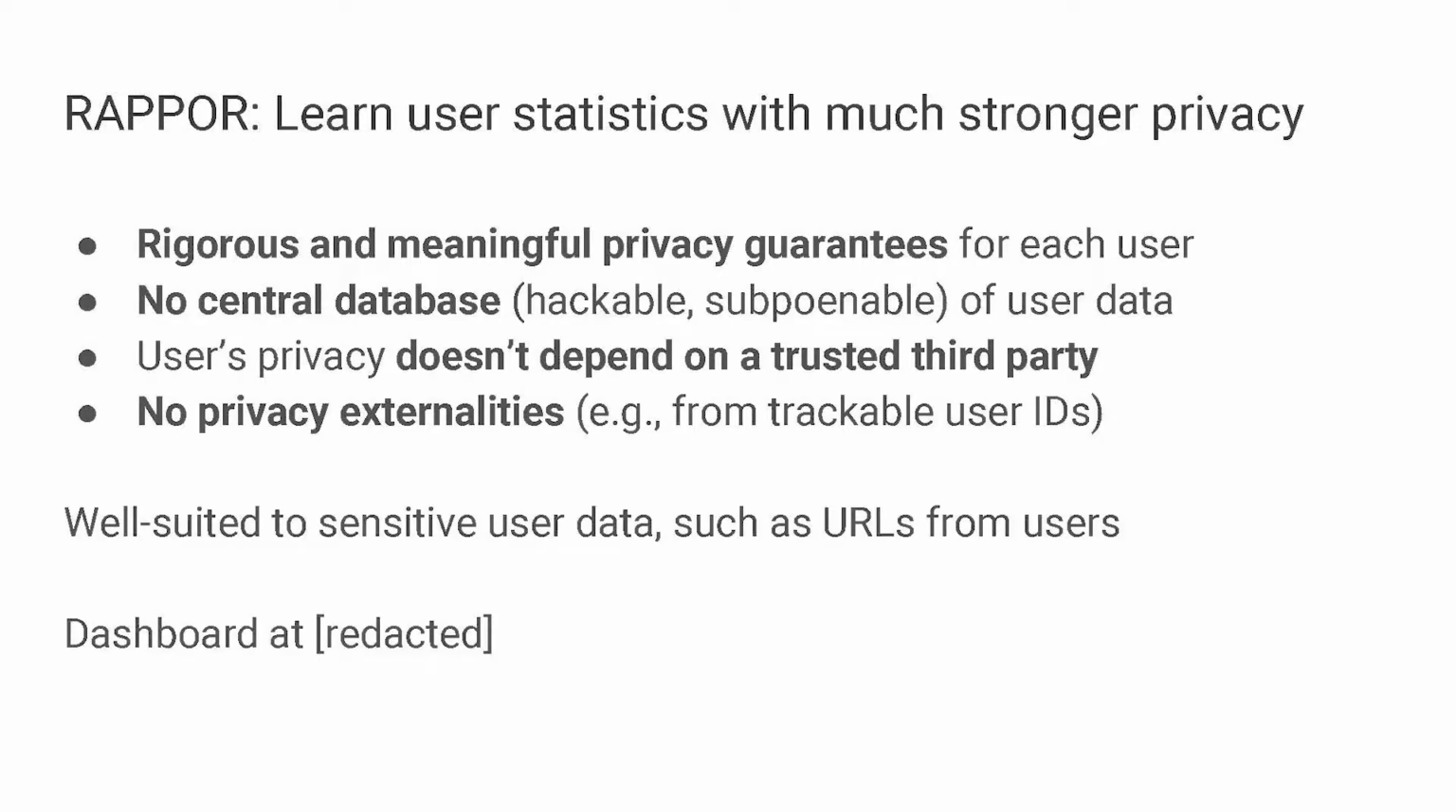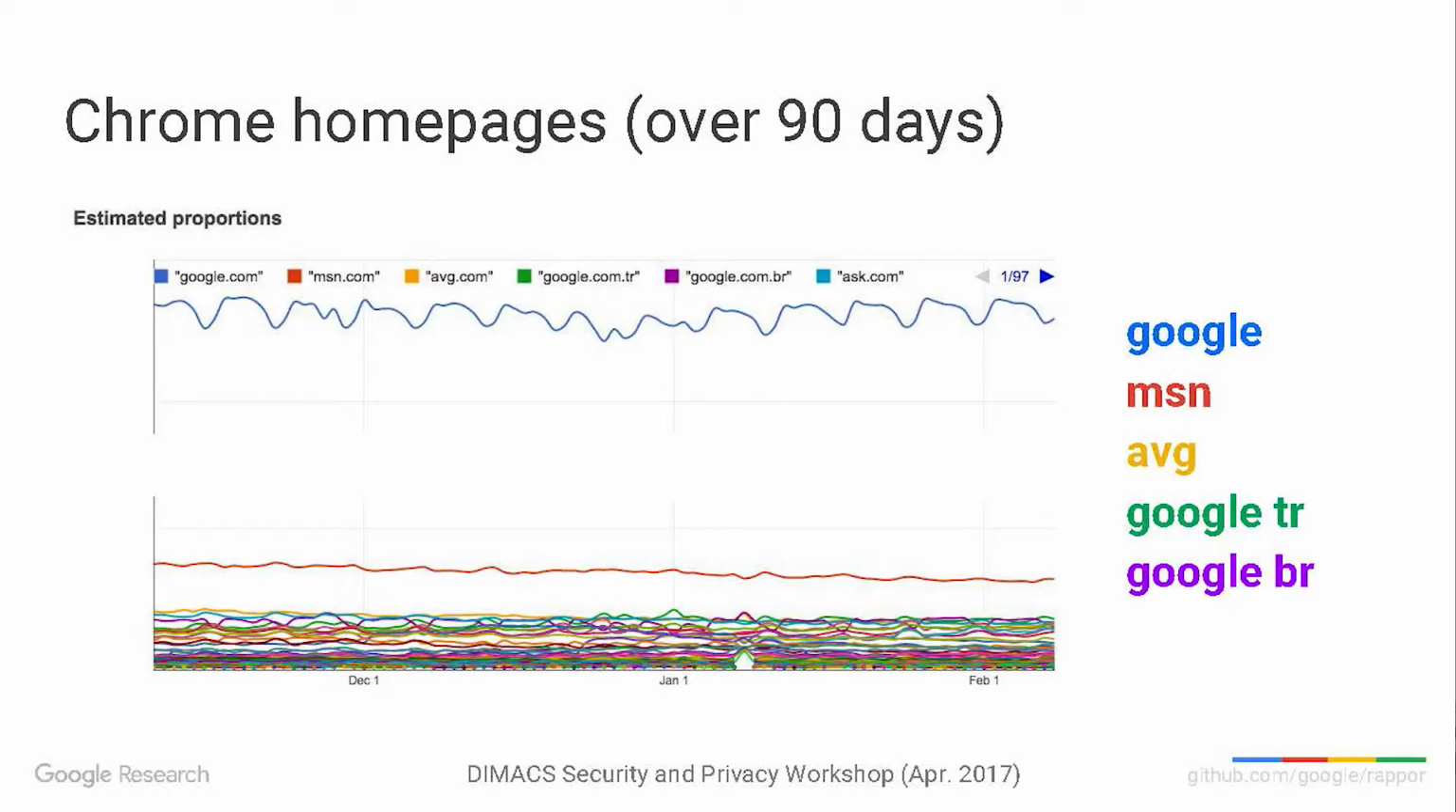And it's very well suited to sensitive user data, such as URLs, where there's not a lot of structure to the data. But we also get this from millions of users. And this is an internal slide. So RAPPOR also gives you a nice dashboard, like you saw in the first couple of slides. It's very useful because this is what people look at. So they're very happy to see a dashboard that looks like this.